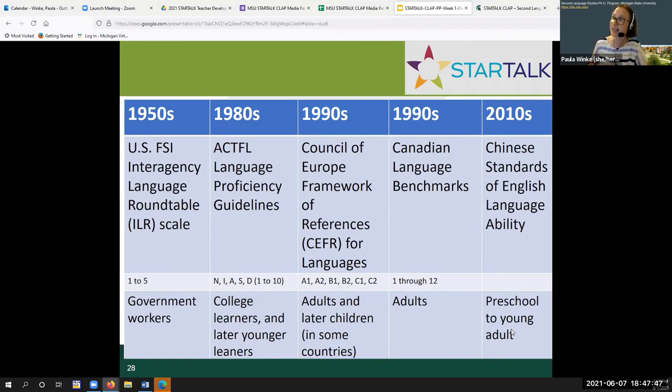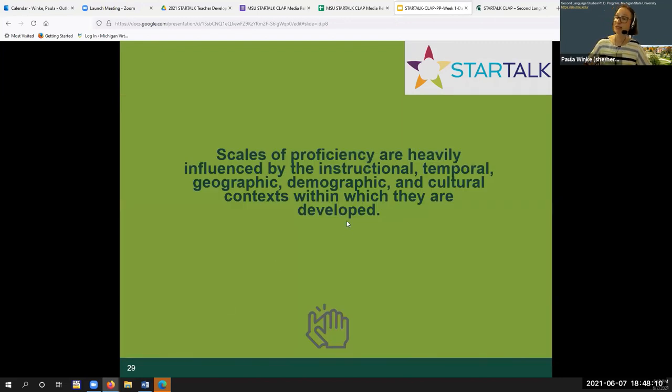So when people ask you, are you measuring proficiency? Are you measuring growth? You have to tie it to one of these scales to be able to use the common language. Oh, my students are intermediate mid. That means something, and we can use it as a common lingua franca, but also with a grain of salt, especially for the younger ages. So scales of proficiency are heavily influenced by the instructional, temporal, geographic, demographic, and cultural context within which they are developed.